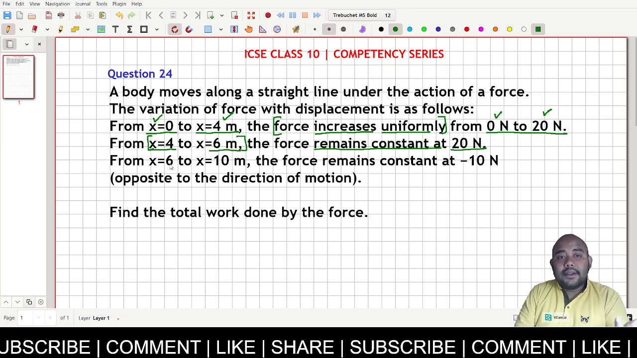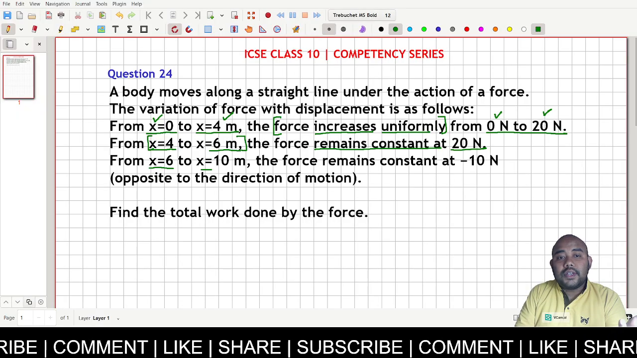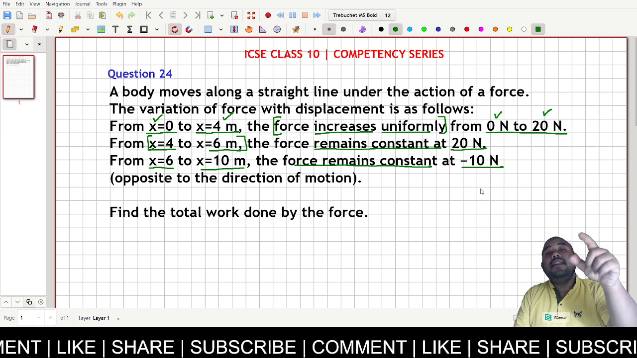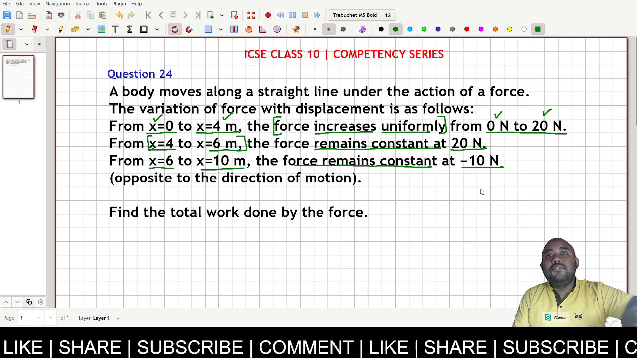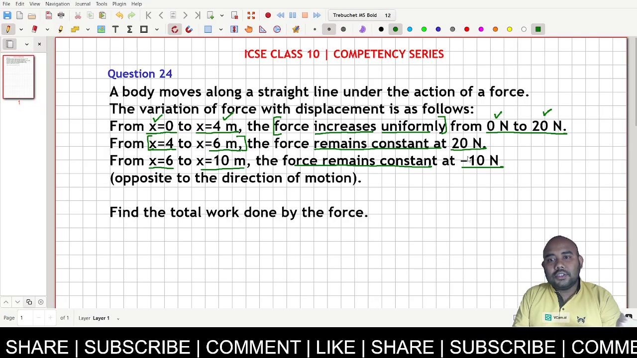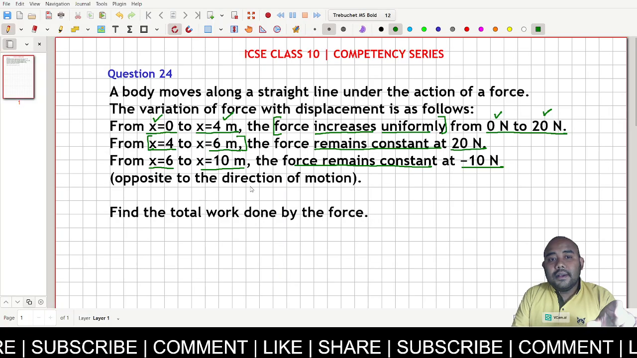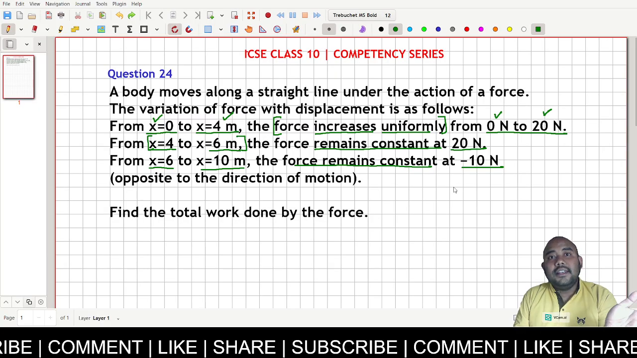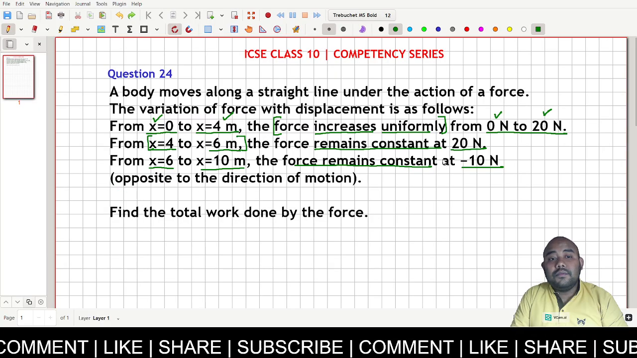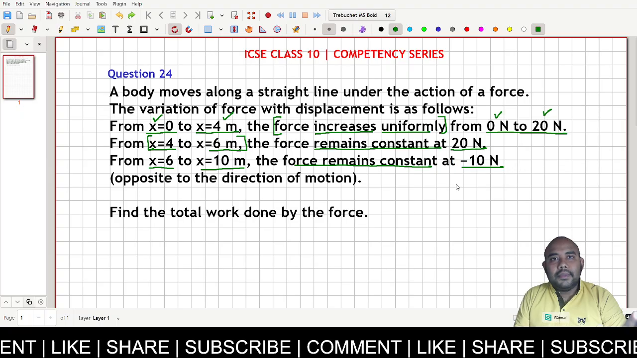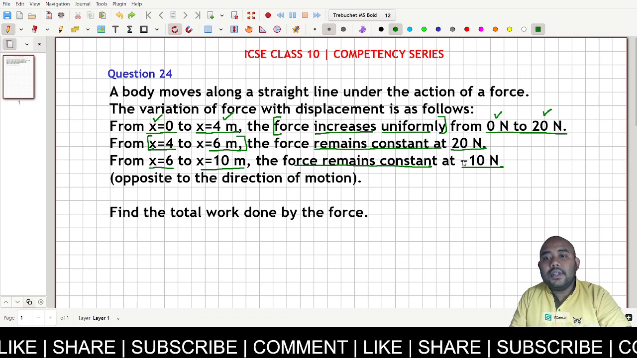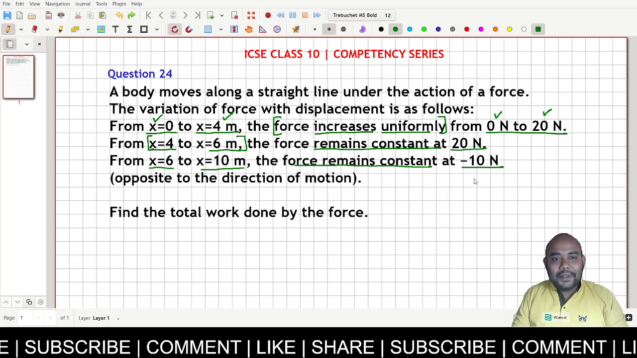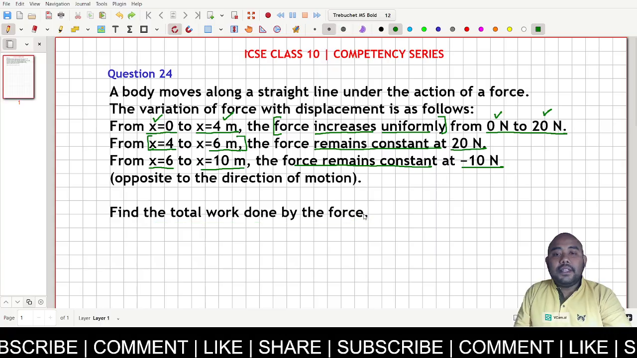And then further from x is equal to 6 meters to x is equal to 10 meters, the force remains constant at minus 10 Newton. It means the direction of force reverses. It remains constant, but the direction of force reverses. What does this minus indicate? It indicates that the direction of force reverses and now it is opposite to the direction of motion. So the magnitude of the force is constant at 10 Newton, and minus is indicating that the direction of the force has got reversed. Simple. Now we have to find the total work done by the force.